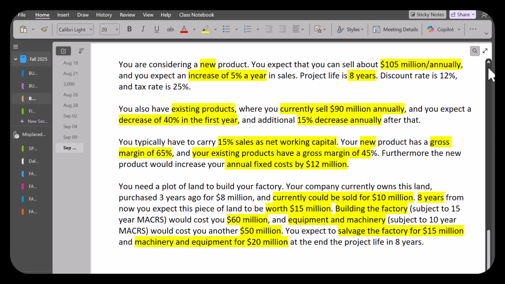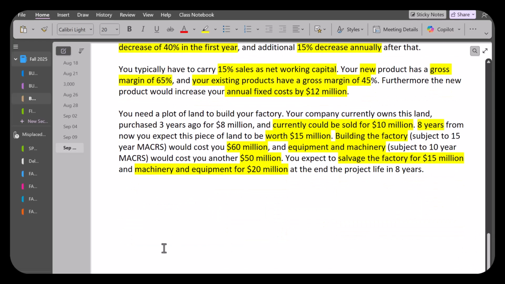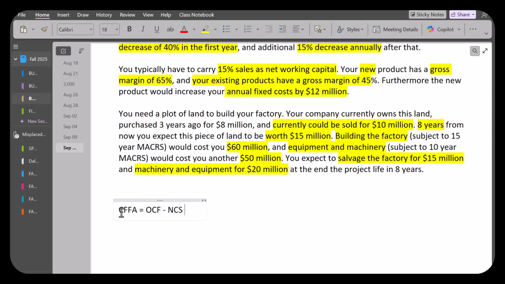All right. Now let's go ahead and start building a spreadsheet that's going to allow us to make cash flow calculations. Just to remind ourselves, cash flow from assets is operating cash flow minus net capital spending minus change in net working capital.